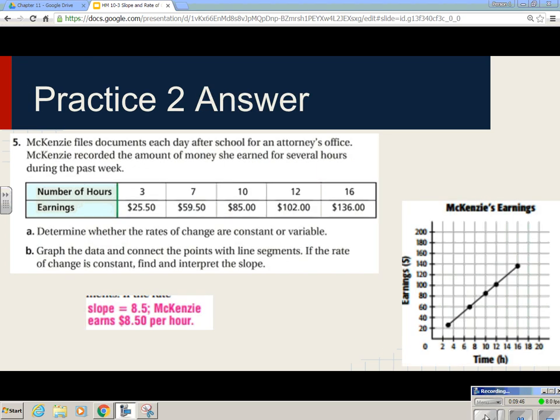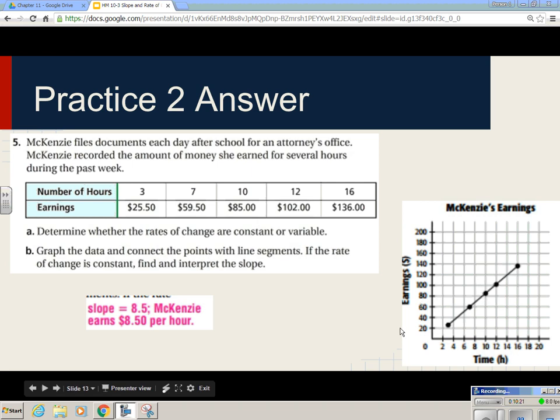All right, so looking at the answers here, we found that it's constant because $8.50 per hour is what she makes. So every hour is $8.50 in those total amount of hours. That's what it comes out to be. So it's constant. So our slope is we just write it as a decimal, 8.5. So because Mackenzie earns 8.5 an hour, we can graph this. At 3 hours, it's 25.50. So at 3 hours, roughly 25.50 would be there. 7 hours, 59.50. 10 hours, 85, and so on and so on.